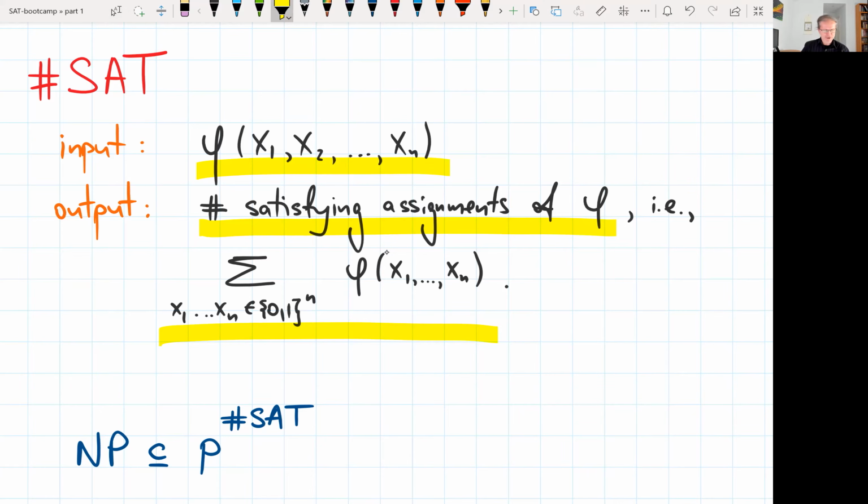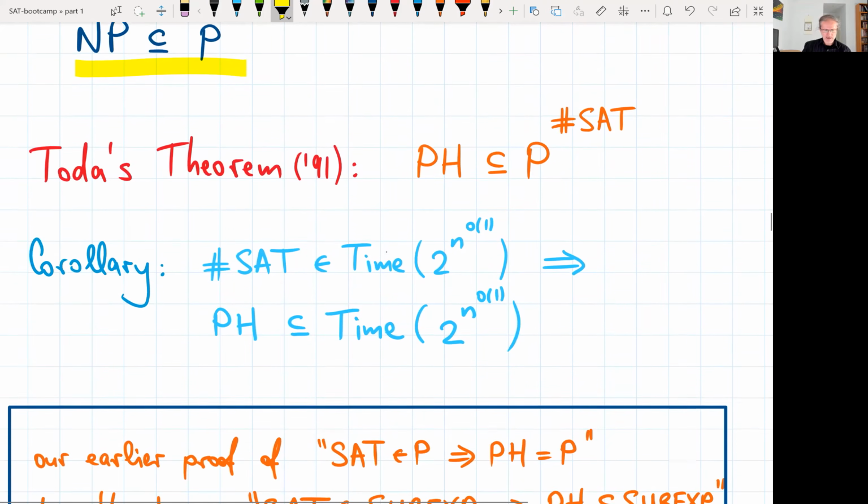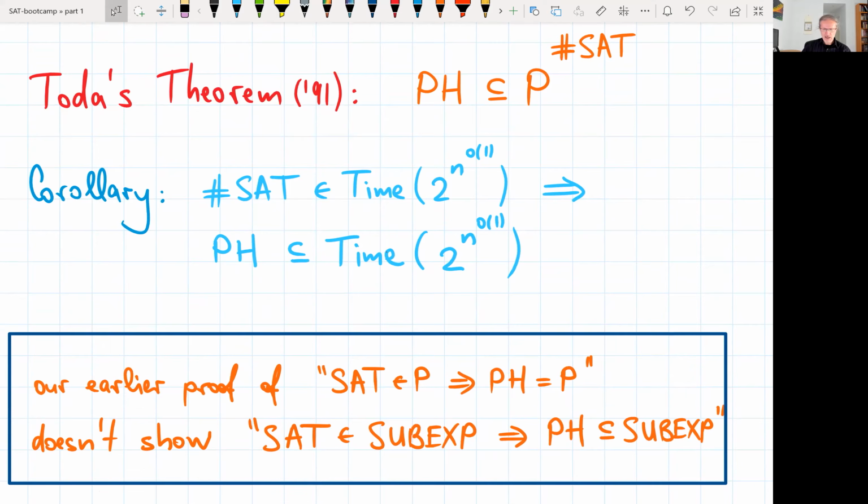Obviously, sharp SAT is more difficult than SAT. And in particular, it's not hard to see, it's a triviality that NP is contained in P to the sharp SAT. If you can count, then you can decide if the formula is satisfiable or not. What is much more surprising is that if you allow yourself oracle access to sharp SAT, not only can you solve NP, but you can solve any problem in polynomial time hierarchy as well.